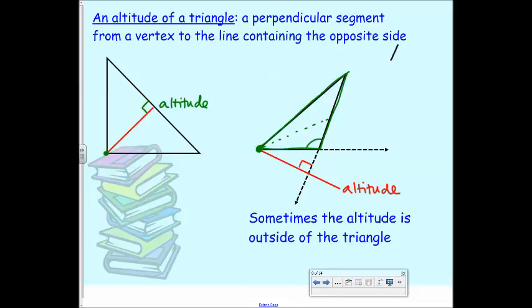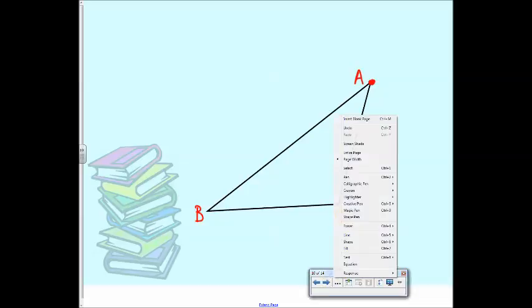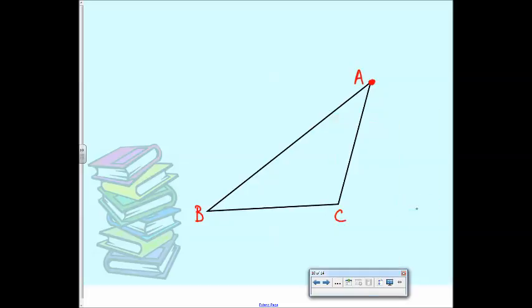Okay, so if I were going to do an altitude from this vertex, where do you think it would be? Inside or outside the triangle? Probably outside of the triangle. Let's label our points. Let's say this vertex is A, this one is B, this one is C. The altitude needs to hit which side? BC, right? It has to hit BC because that's the opposite side. So if I take a line and draw it from here, stop me when it looks like it's perpendicular.